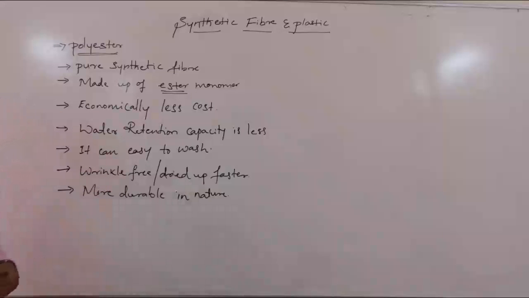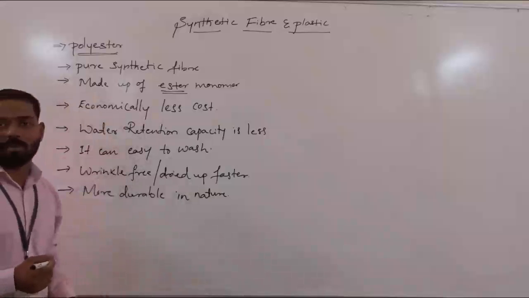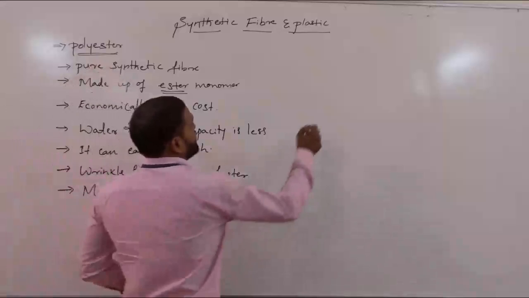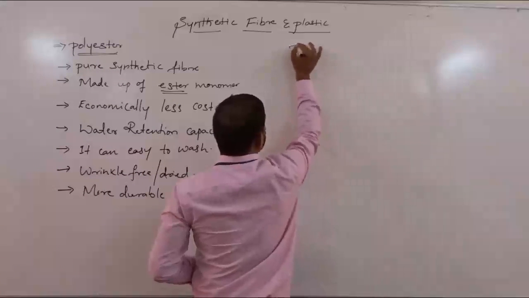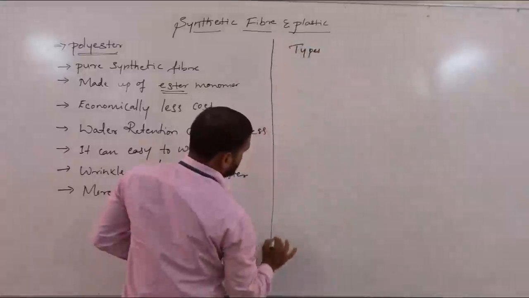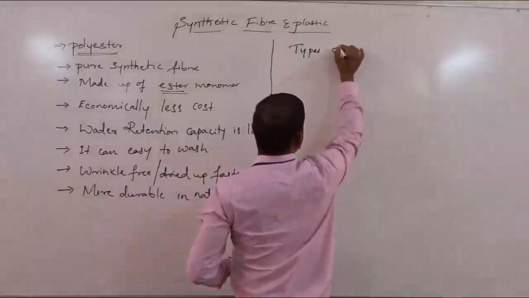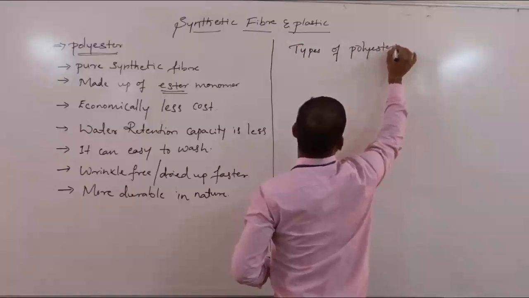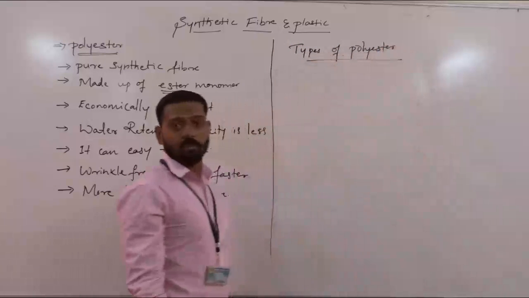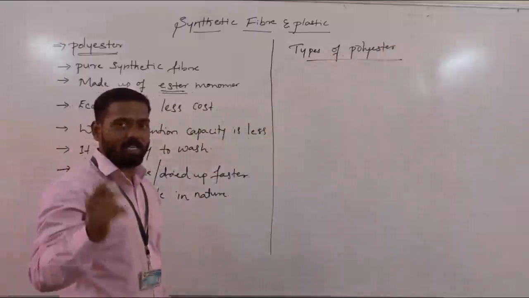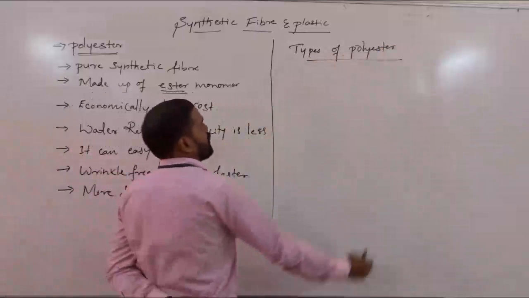That's my point. So after understanding some characteristics, we are going to understand the types of polyester. Types of polyester. So we will see what the different types are. Basically there are two types of polyester.